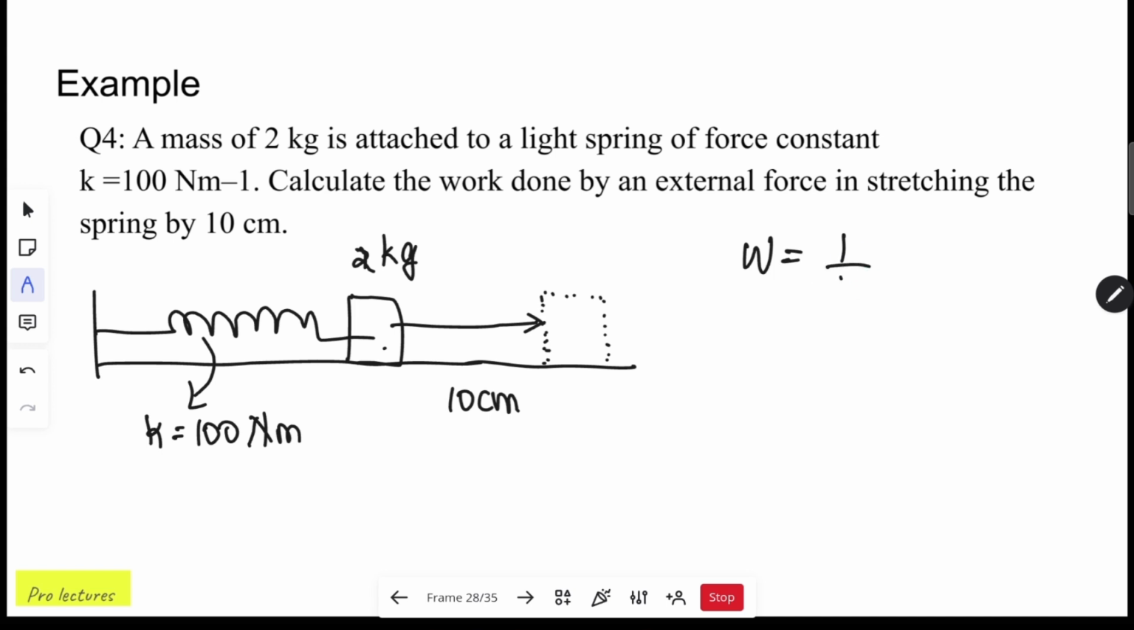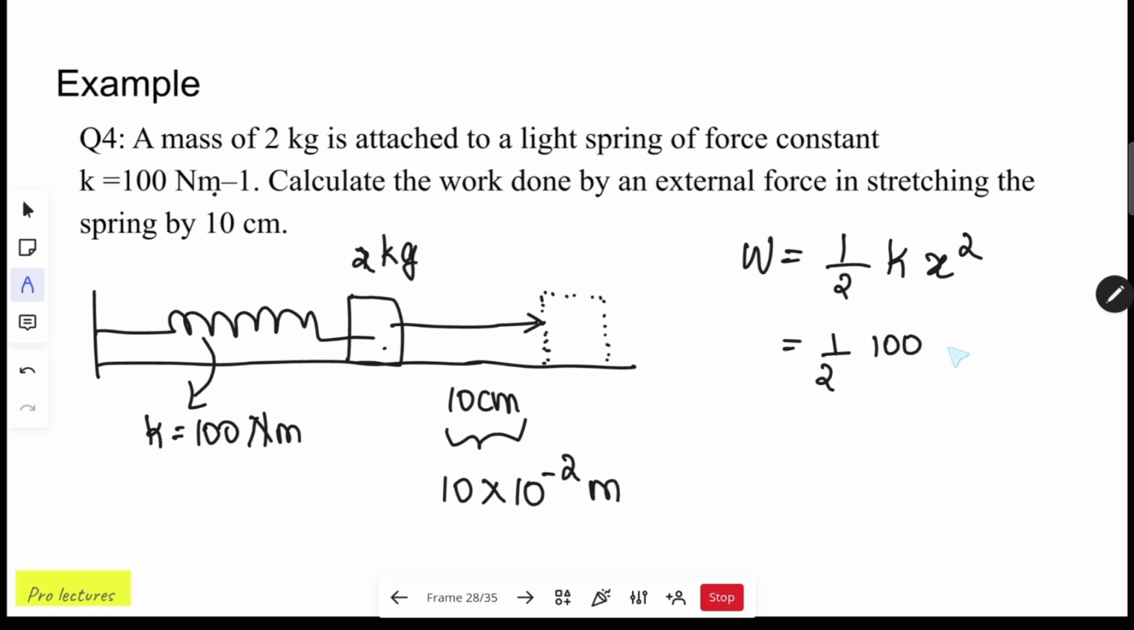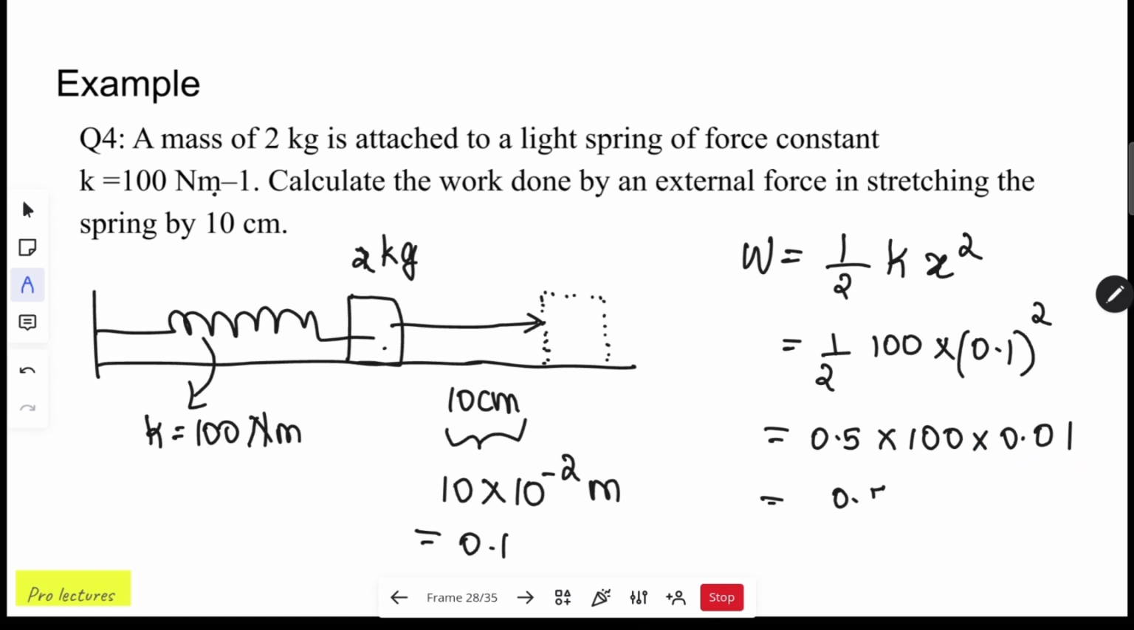We saw for the spring the work done is half k x square. Now k is 100 Newton per meter. Distance is 10 centimeter, so 10 centimeter is 10 into 10 to the power minus 2 meter. Therefore, it will be 0.1, right? So 0.1 square. So half is 0.5 into 100 into 0.01 gives us 0.5 joule. This is the work done.